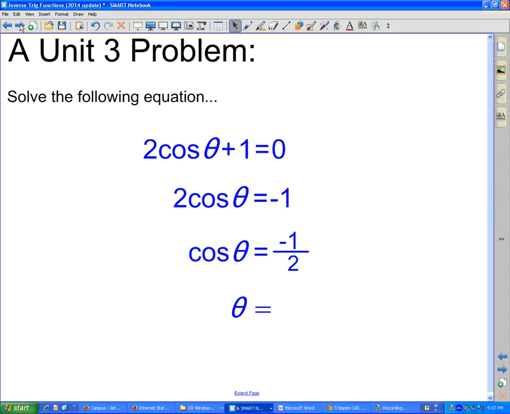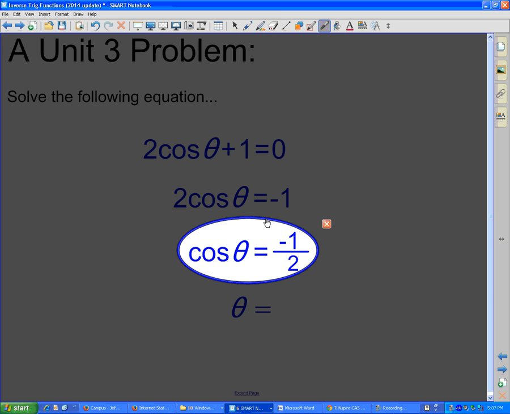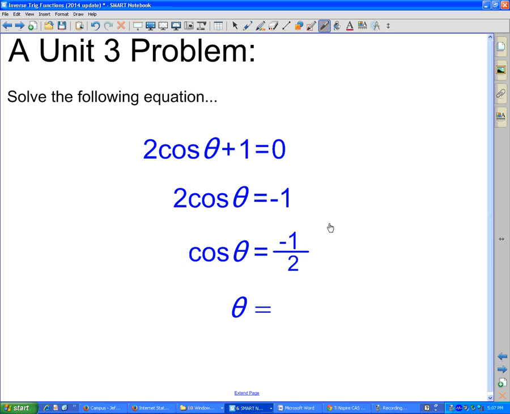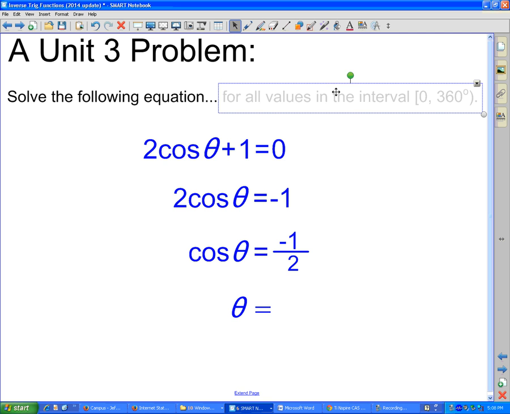You know, back in Unit 3, you had problems like this, where we had to solve for theta. And so what we did is we solved our way all the way down until we had the trig function of the angle. And then we went to the table and figured out, because it's negative, it would be in these two quadrants, and the answers would be this and this. But here's something that was always part of the problem. The values were always within an interval.